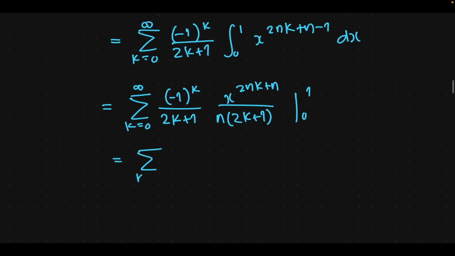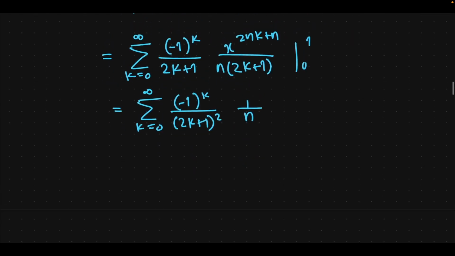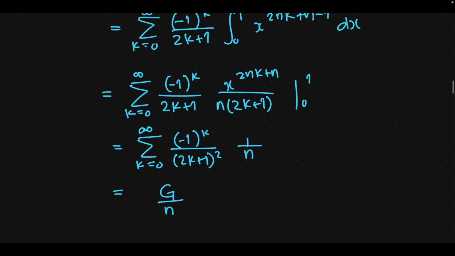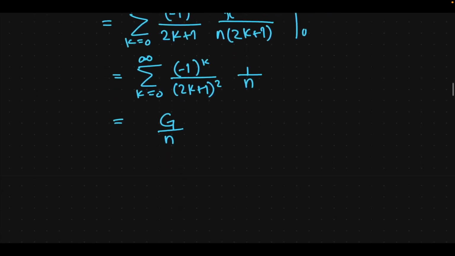which gives us the sum from k equals 0 to infinity of (minus 1)^k over (2k plus 1) squared times 1 over n. The 1 over n is unconcerned with the sum, because the infinite sum is actually just Catalan's constant. So the final answer is Catalan's constant divided by n, sorry. Okay, moving on.